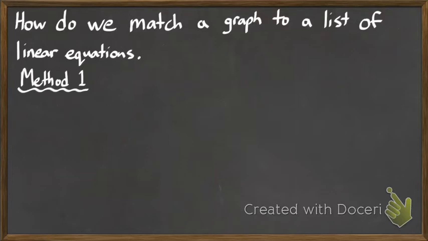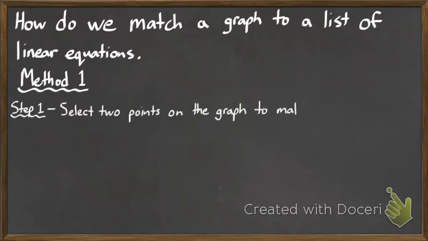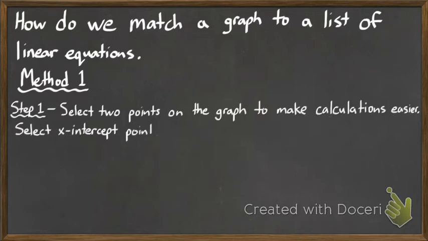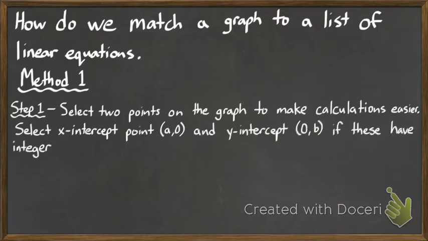So here's one method to do this. So in this method, step 1, what you're going to do is select 2 points on the graph to make your calculations easier. So you want to try to make your points nice points. So what we want to do is select hopefully the x-intercept, so we're going to call it point (a, 0), and our y-intercept point (0, b), and you want to have these points have integer values for both a and b, because when we get decimals it makes it a little bit trickier, but it's not impossible, but we're going to start with some nice numbers.